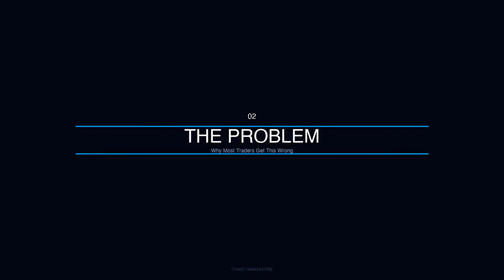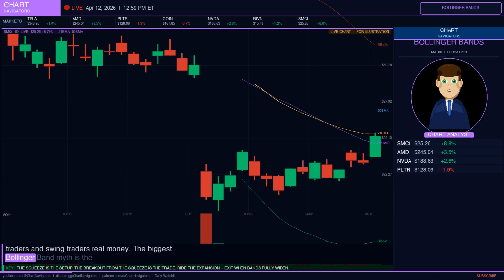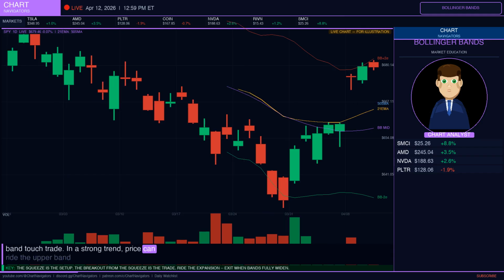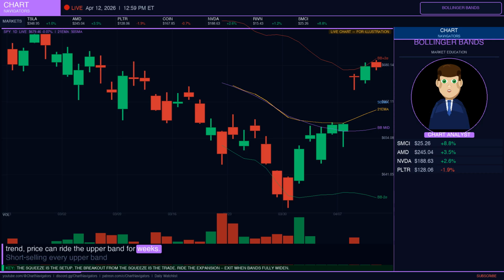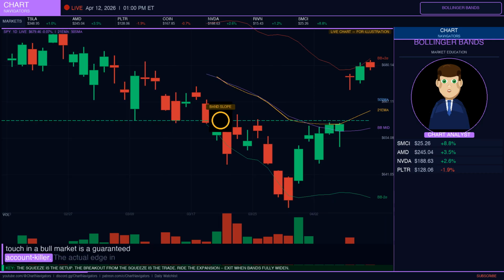Here is the problem costing most volatility traders and swing traders real money. The biggest Bollinger Band myth is the band touch trade. In a strong trend, price can ride the upper band for weeks. Short selling every upper band touch in a bull market is a guaranteed account killer.